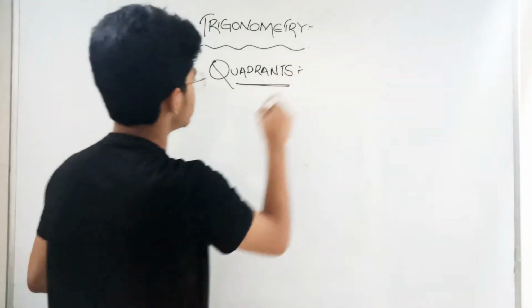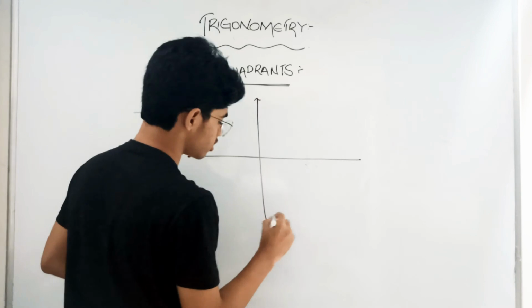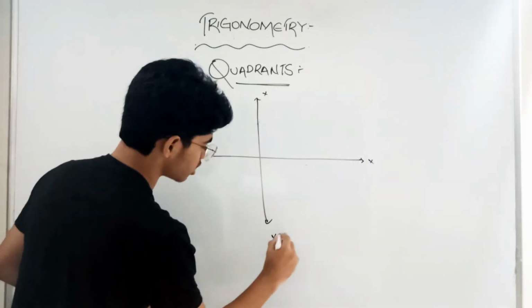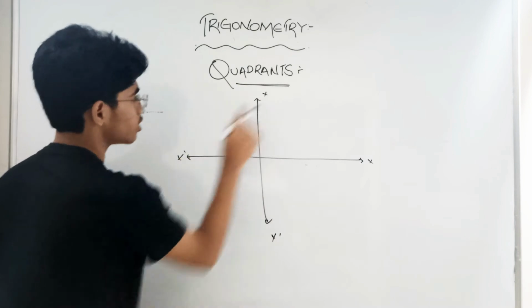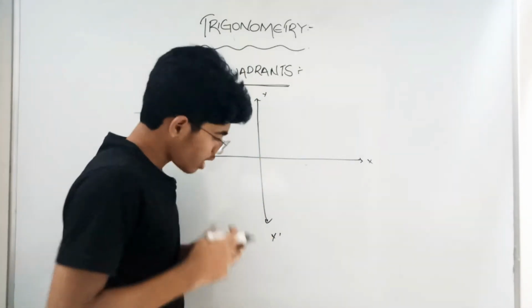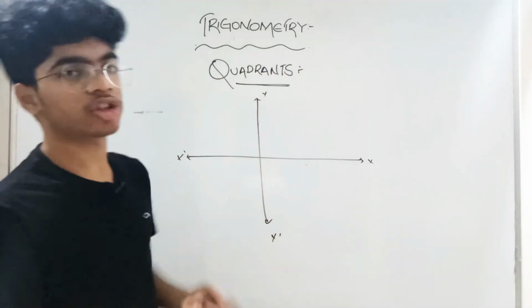So you might know in coordinate geometry there are four quadrants, right? X, y, y dash, and x dash. Sorry, this is y, not x. Yeah, good. So how are these quadrants related to trigonometry from coordinate geometry?